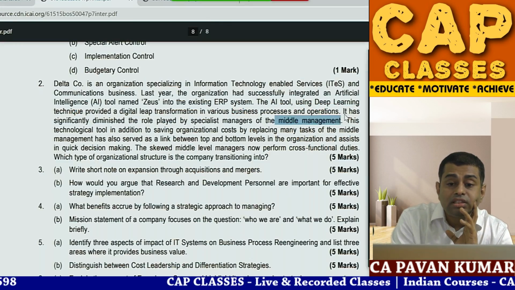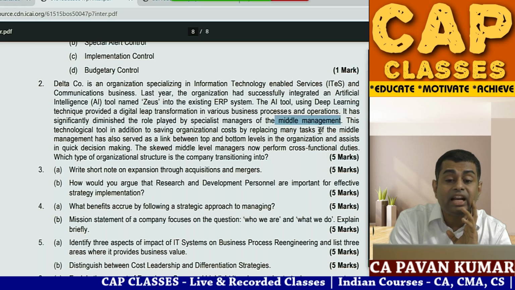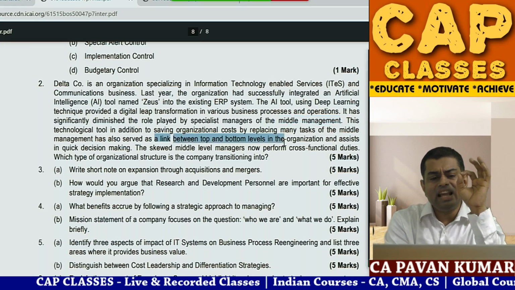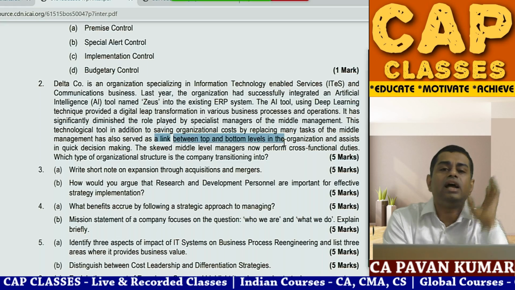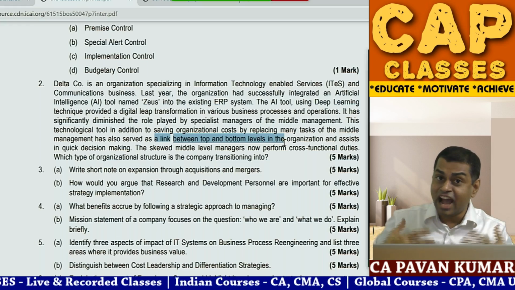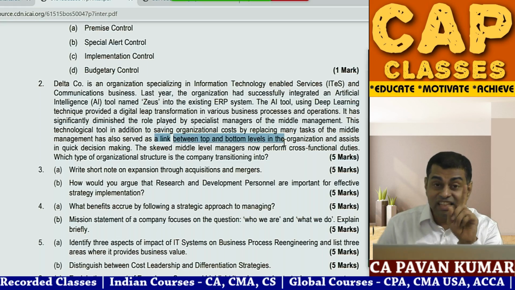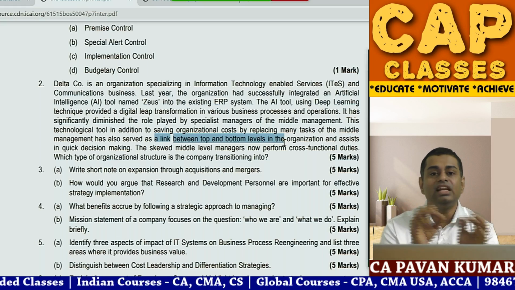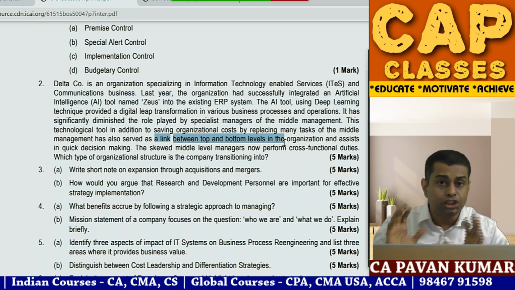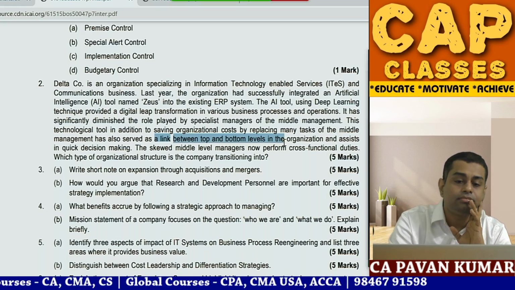This technological tool, in addition to saving organizational costs by replacing many tasks of the middle management, has also served as a link between top and bottom. They are explaining everything about the hourglass model. If you are smart enough, if I am the student, from this question I can write the answer. If you know that it is the hourglass model, you will put the heading: the company is migrating towards an hourglass organizational structure. After that, from the question itself, you can take the data and write the answer.